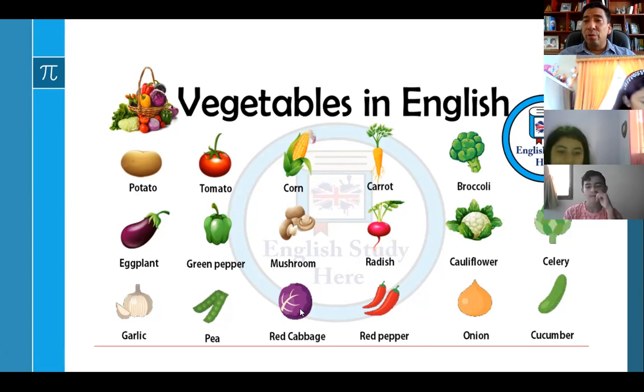The red cabbage, we have the red cabbage. And here we have the onion. This is a white onion. And the cucumber. You see the cucumber? El pepino? The cucumber, okay? So those are other vegetables or veggies, okay? Let's continue. By the way, I forgot the carrot. We also have the carrot, okay?